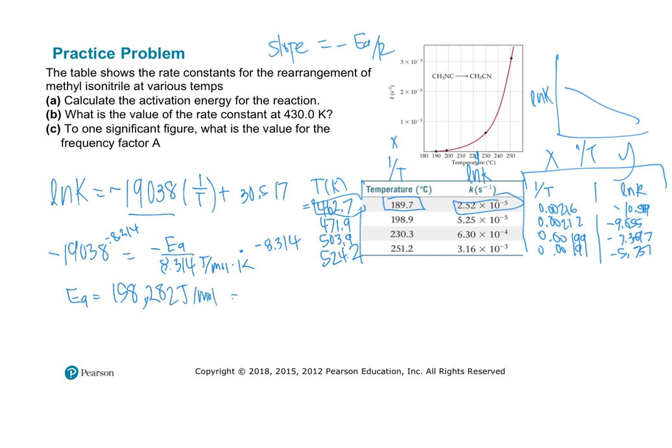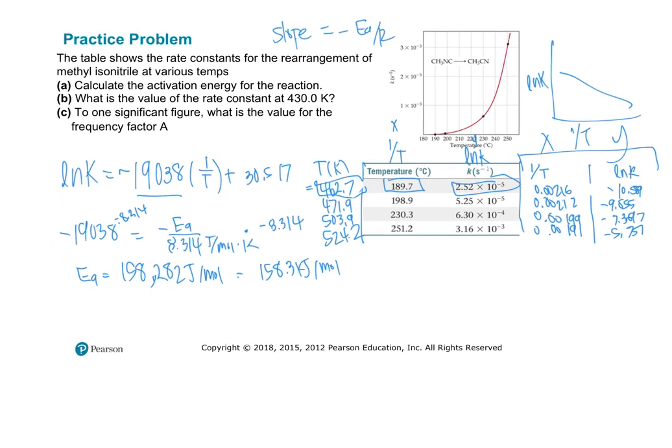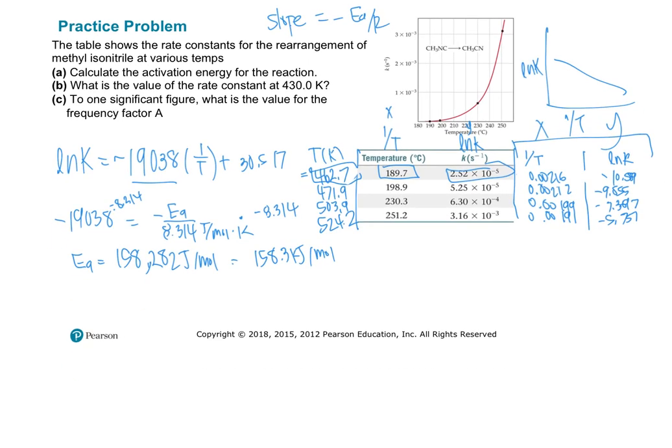So if I want to get that in kilojoules, I'll divide by 1,000. I get 158.3 kilojoules per mole. So pretty high activation energy. I can now find the rate constant at 430 Kelvin by plugging in here if I want to.